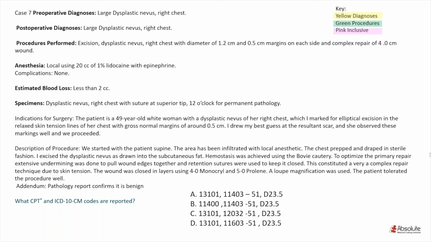Loupe magnification was used. The patient tolerated the procedure well. Addendum: pathology report confirms it is benign. What CPT and ICD-10-CM codes are reported? Coders, you have 2 minutes.